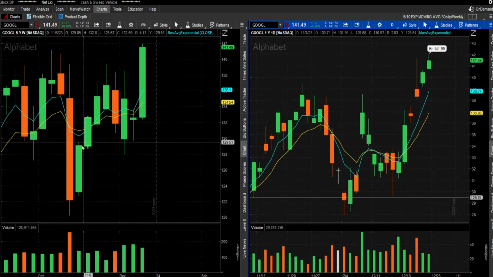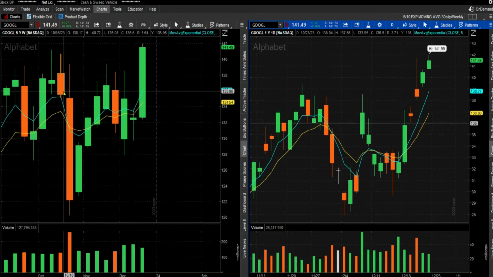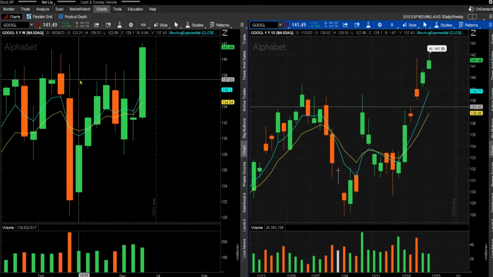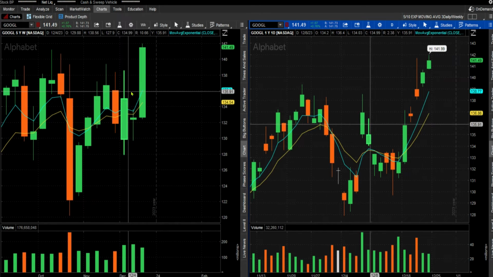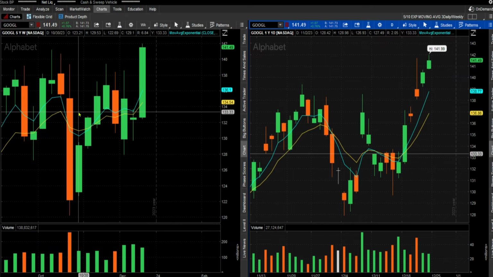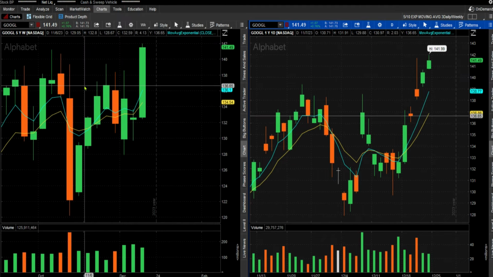It's helpful to have this, especially if you're looking at price action, determining buying, selling points or whatever method you're using, to be able to look at price action across multiple time frames is very important.